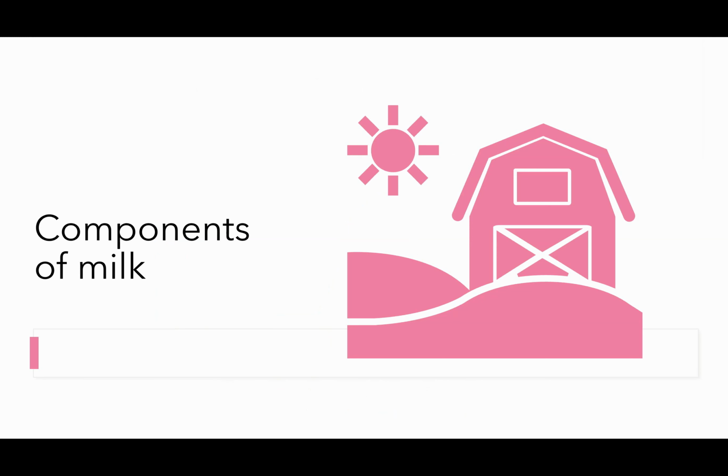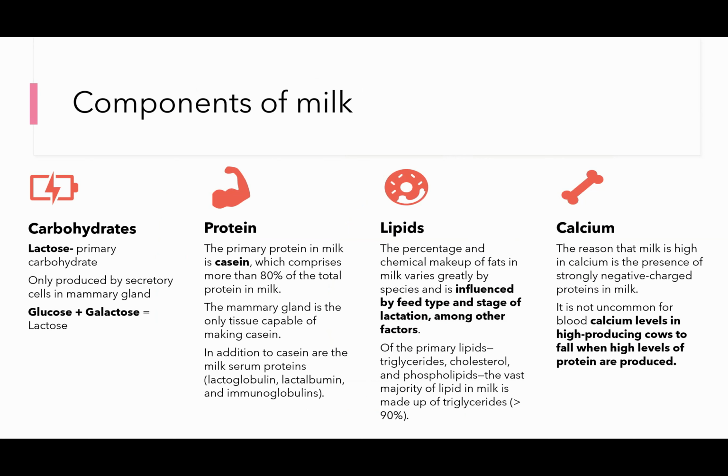Next, we're going to look at the components of milk. Components of milk are pretty basic in terms of nutrients that we talk about overall in class. There are carbohydrates, where the major one is lactose. The carbohydrates are only produced by the secretory cells in the mammary gland, and lactose, if you want to think about it, is made up of glucose and galactose, or two other sugars.